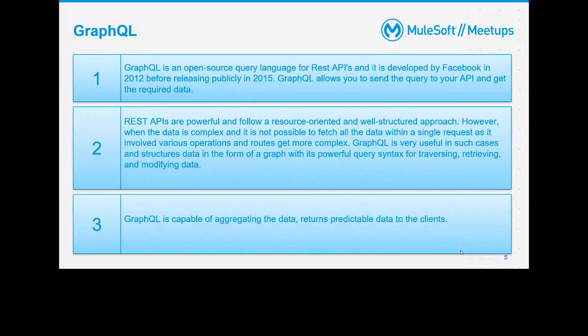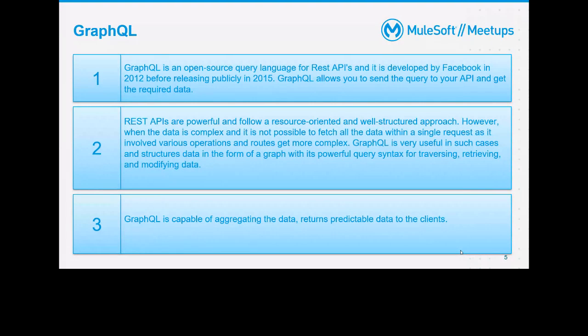So GraphQL provides inbuilt capability where it can call multiple REST APIs, aggregate the data from them, and send it to the consumer, right? As I mentioned, GraphQL is very useful in such cases, with structured data in the form of a graph and a powerful syntax for traversing, retrieving, and modifying data. So GraphQL can be used for retrieving, fetching, traversing, and even for modifying the data.